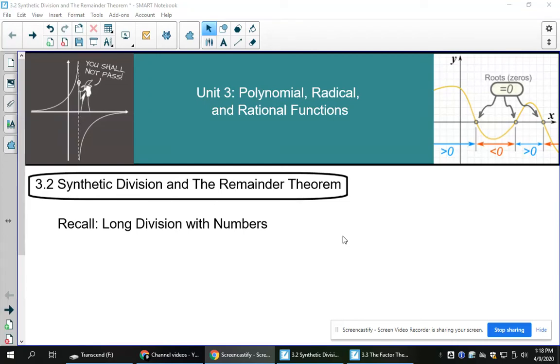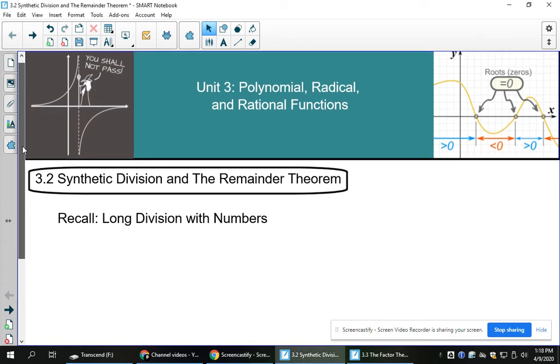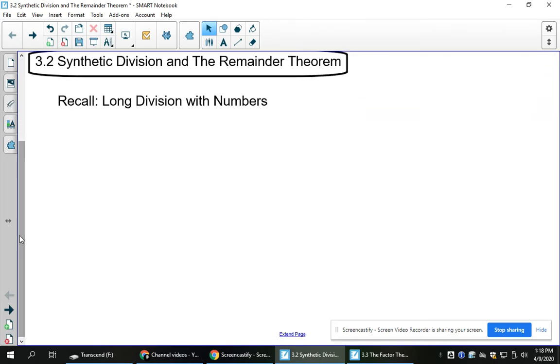Hi guys, here we are with lesson 3.2 on synthetic division and the remainder theorem. So first thing we're going to do is recall long division from way back in probably grade 4, and we'll talk about what some of the terms were when you divide things.